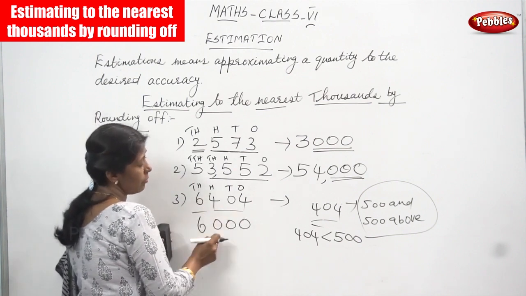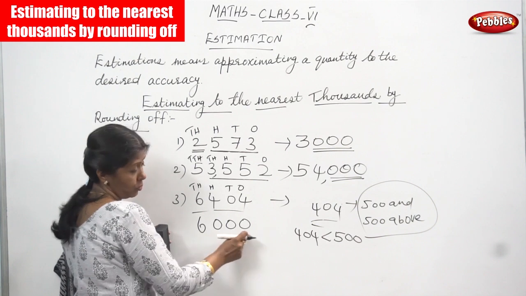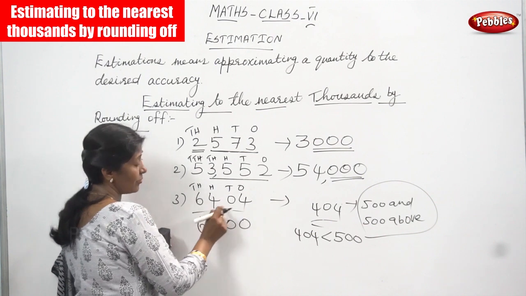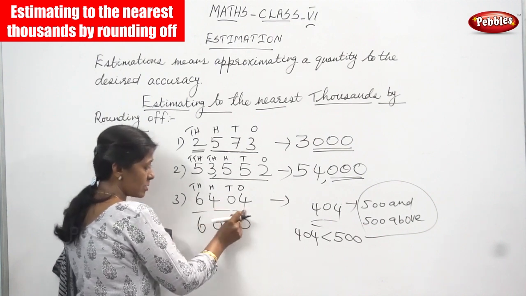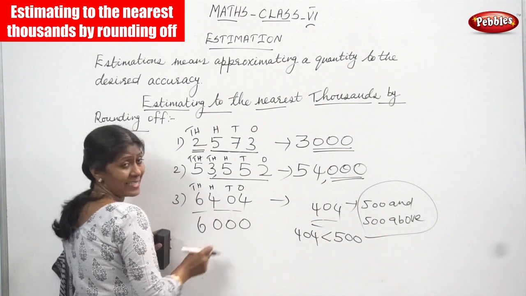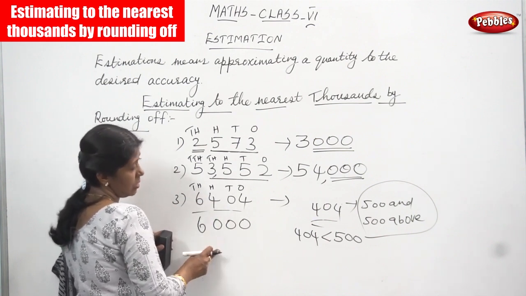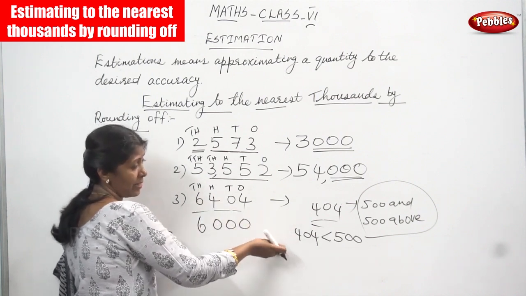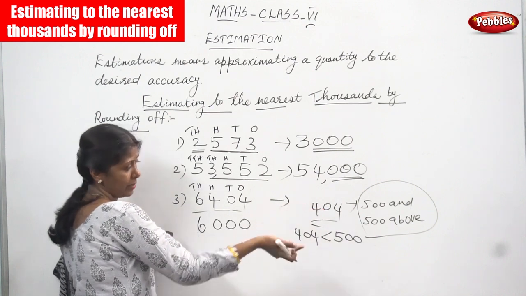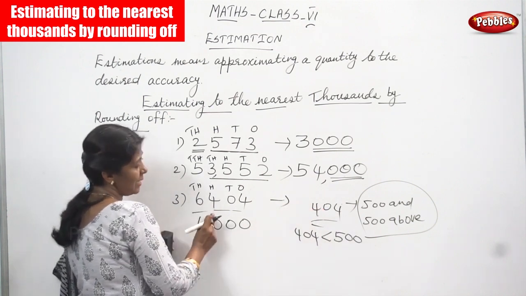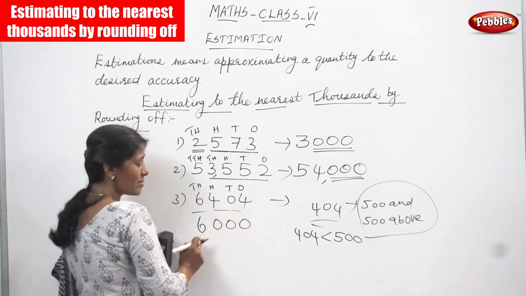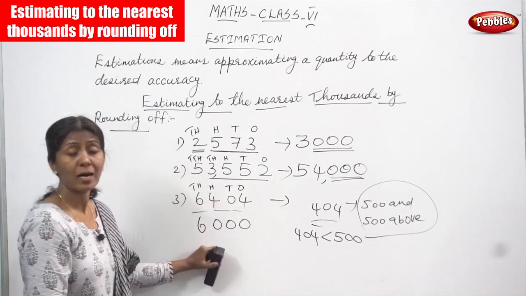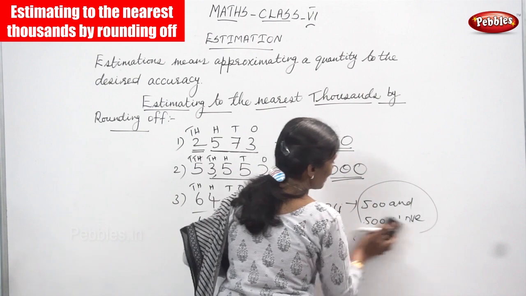So the last 3 digits, instead of 404, become 0 and you have to write 6 as it is. So the answer is 6,000. This 404 is less than 500, so it does not come under the rule of 500 and 500 above. So you write 6 as it is, and the last 3 digits 404 become 0. So the nearest 1,000 is 6,000. I've told you nearest 1,000 means the last 3 digits become 0. So the answer is 6,000. I think you understand the sum very clearly.